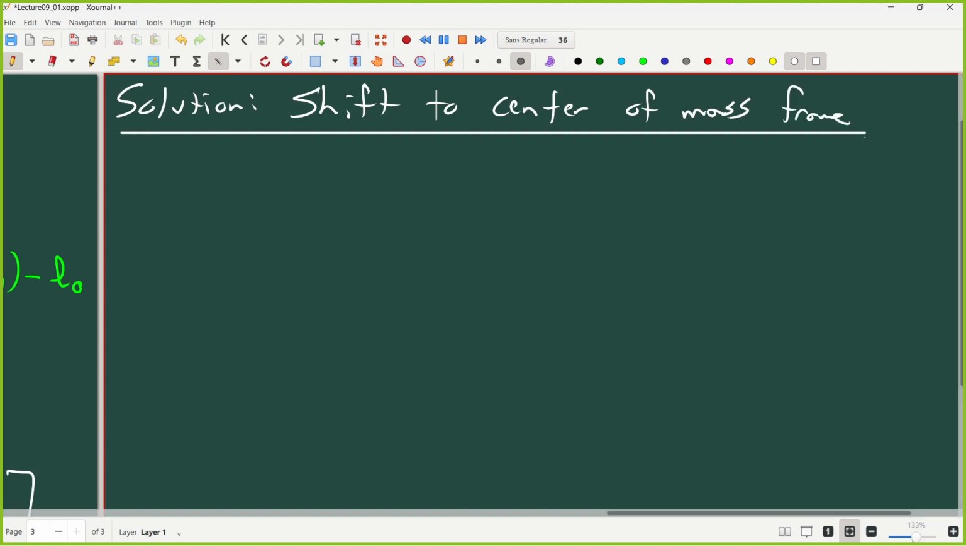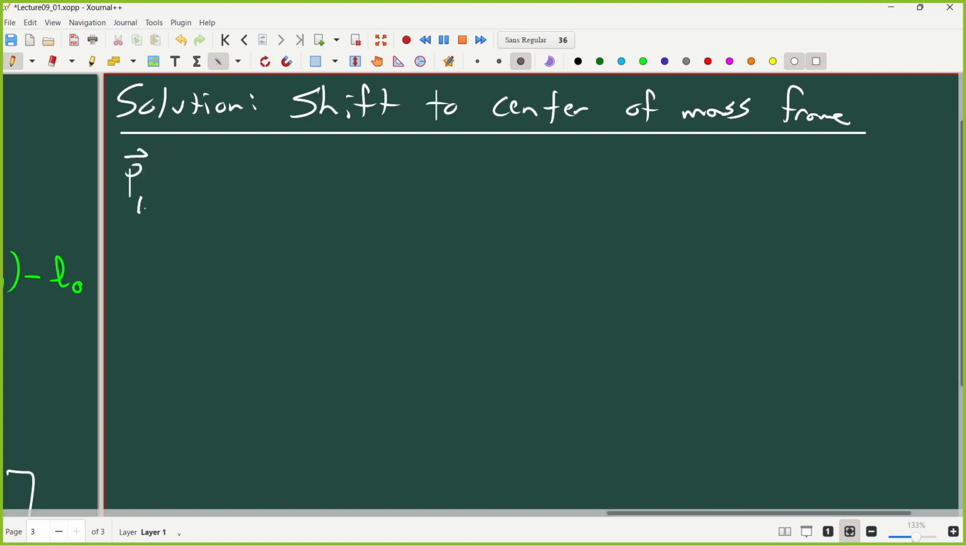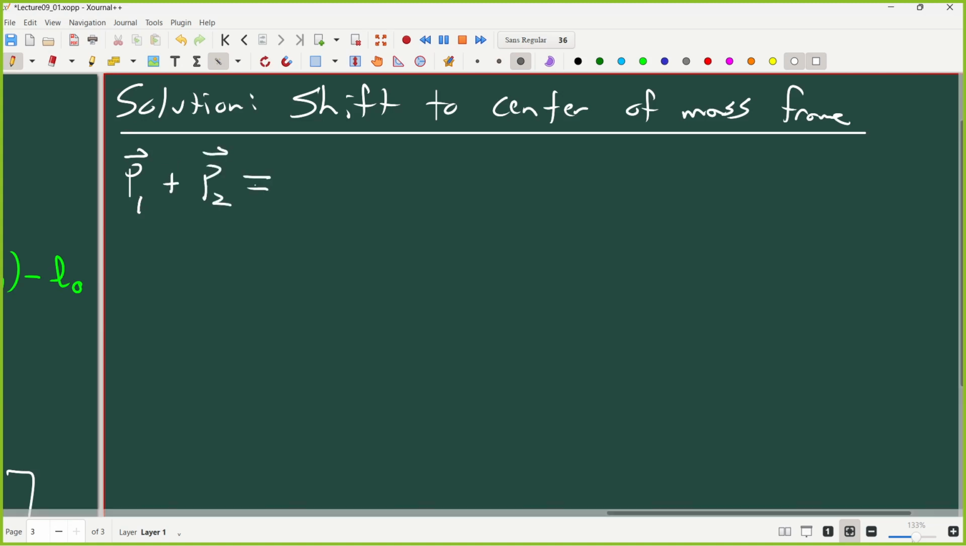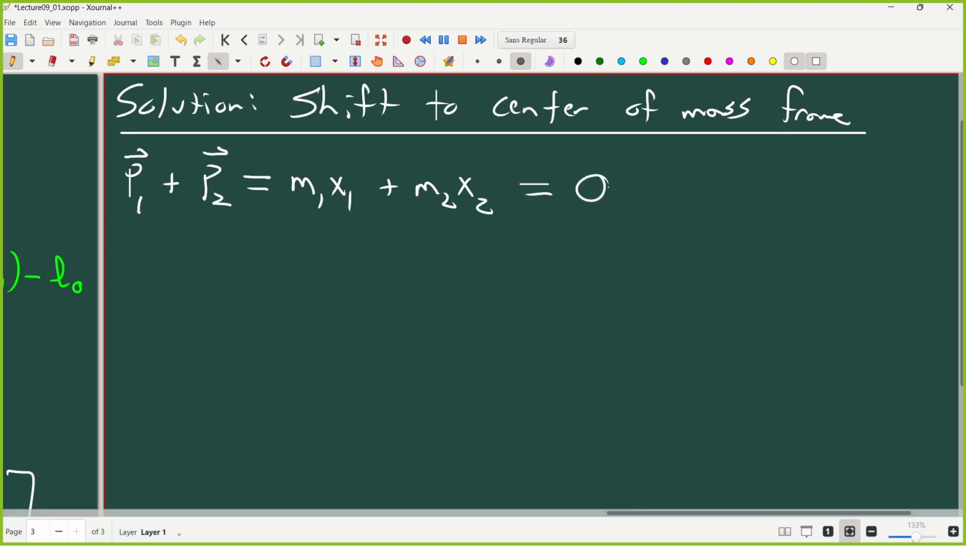Okay, remember that the momenta are conserved, right? So the momentum of atom 1 plus the momentum of atom 2, which is going to be m1x1 plus m2x2, is equal to 0. The momentum between the atoms is conserved. Momentum is always conserved. So that means that when I move x1, the second atom has to move as well, to conserve momentum.